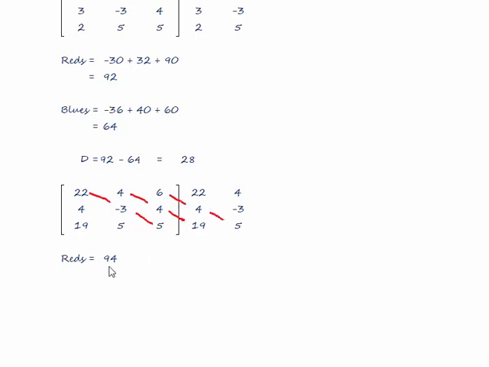That gives us 94. And then for the blues, we've got 6 times minus 3 times 19, 22 times 4 times 5, plus 4 times 4 times 5, which gives us 178. We now subtract 178 from 94, giving us minus 84. Now we need to find the y determinant.